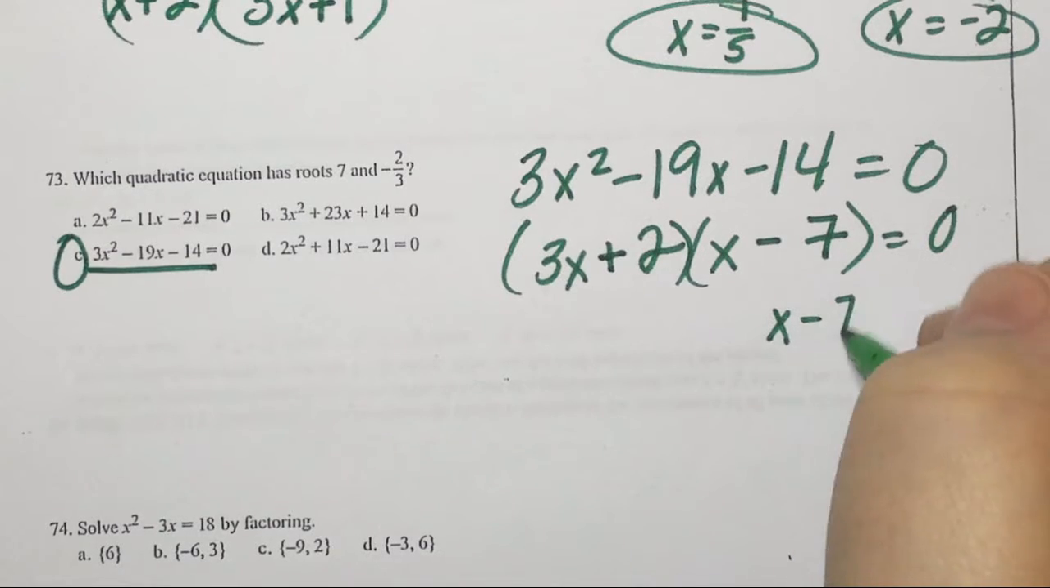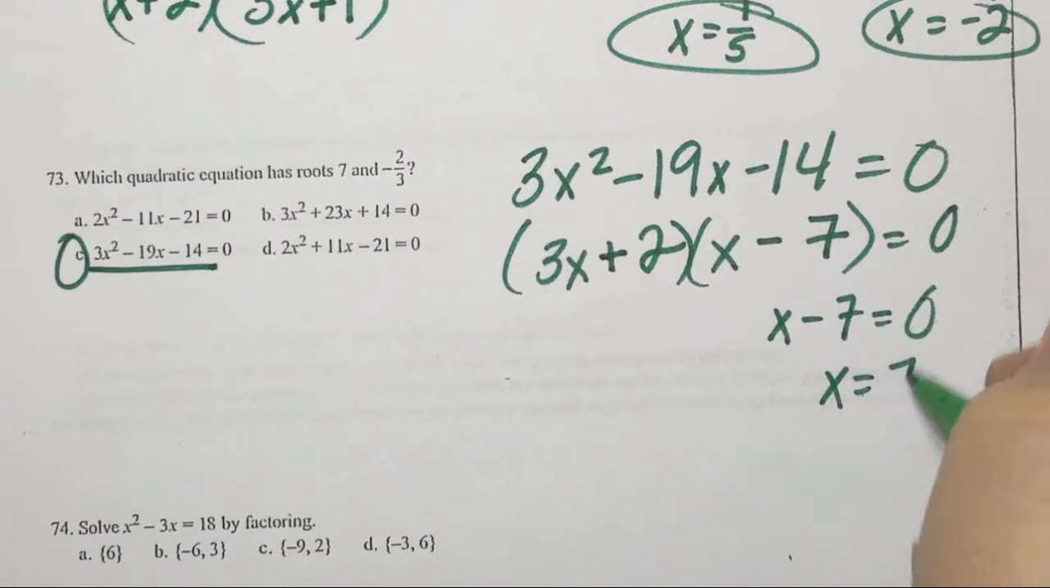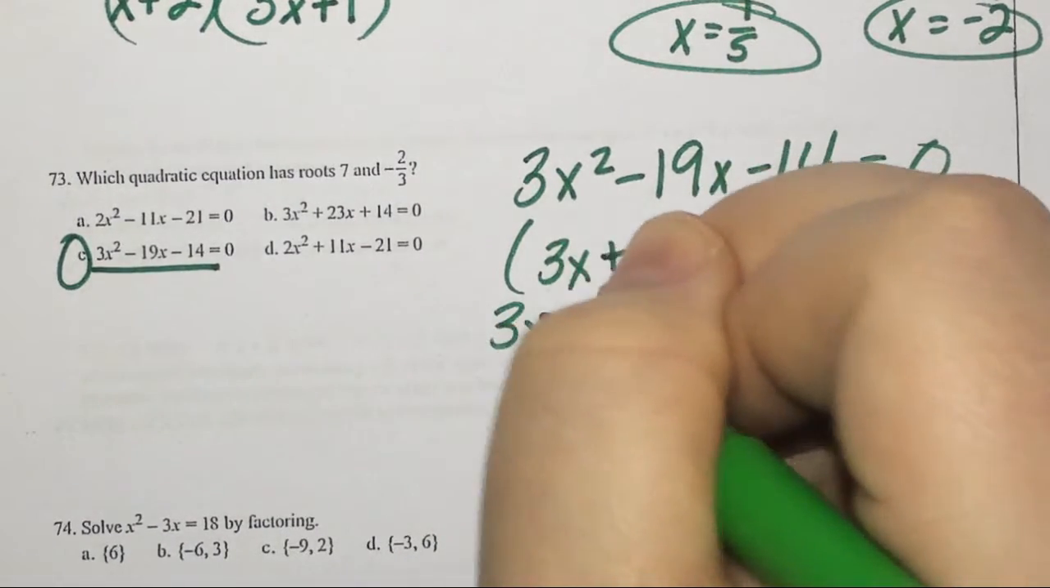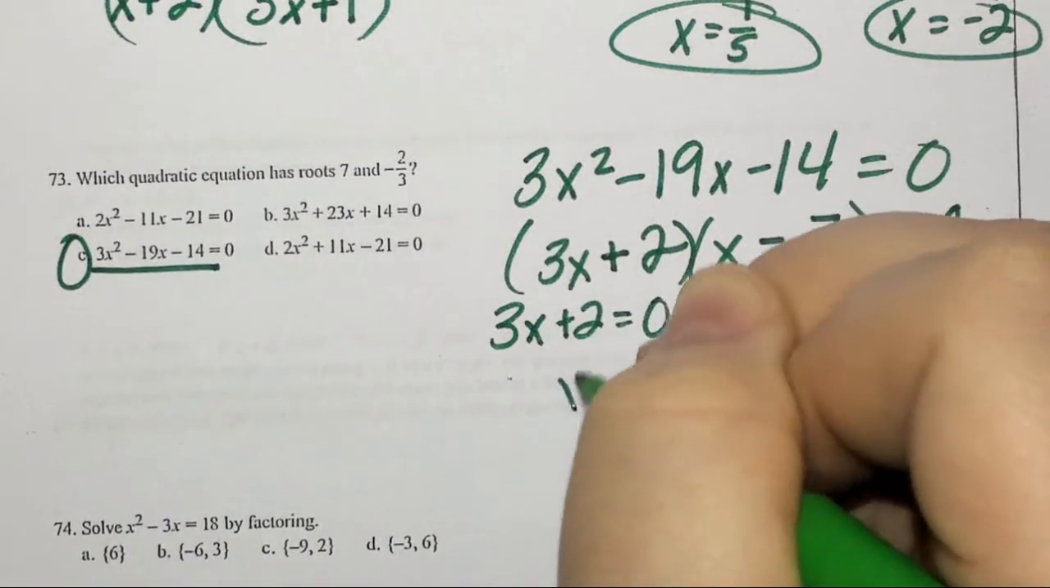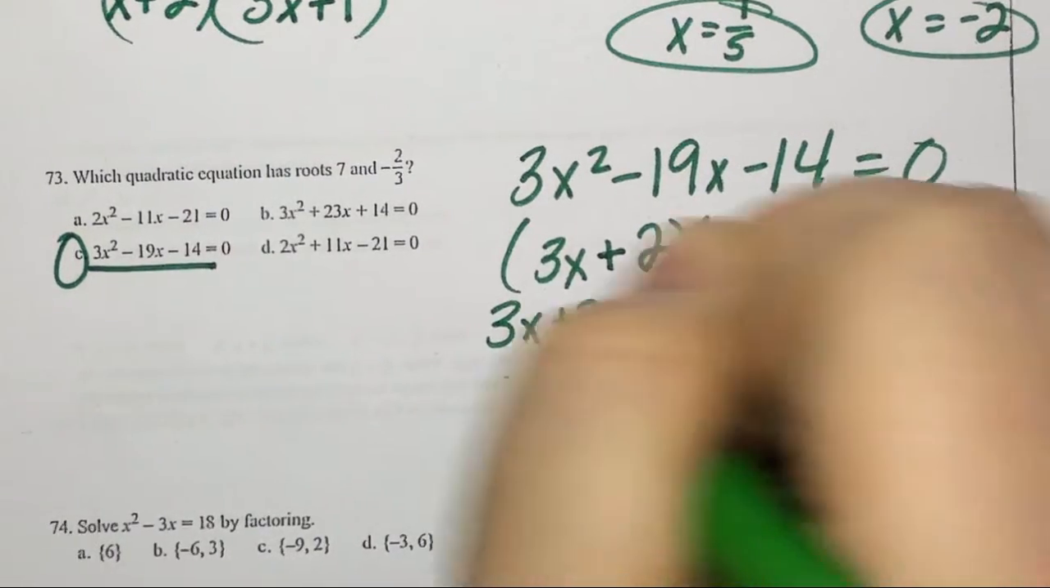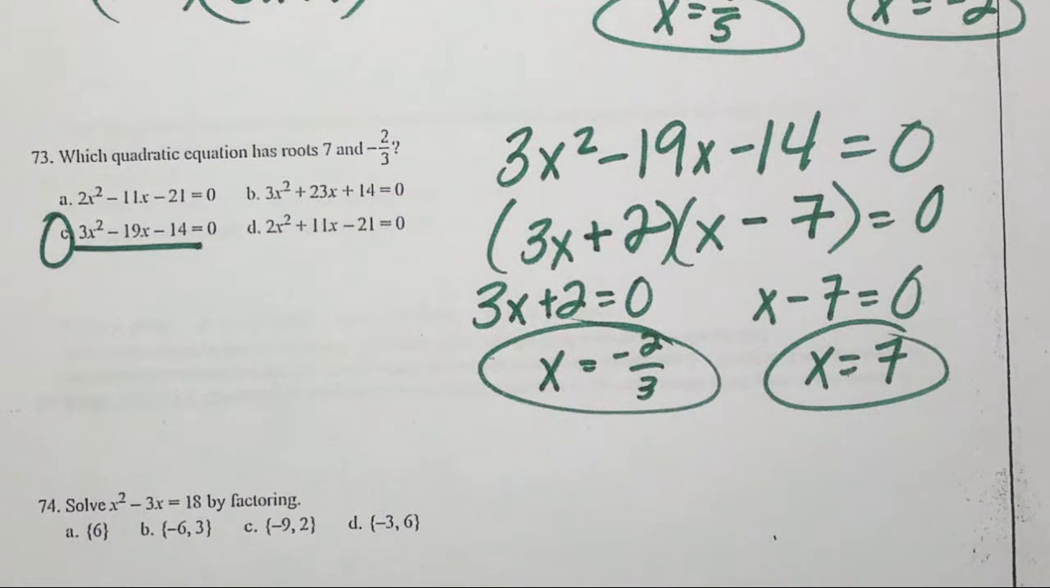What I mean is, if I set each of these equal to 0, I get x equals 7. X equals -2/3. So I can check it with factoring.